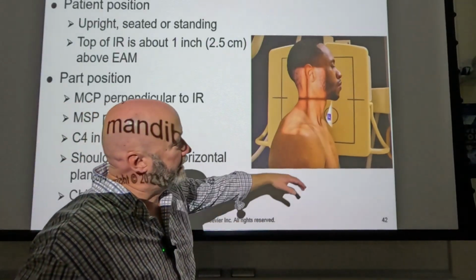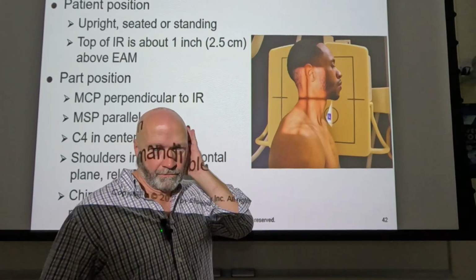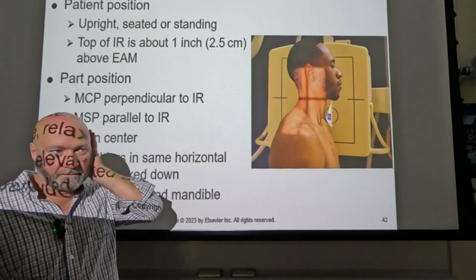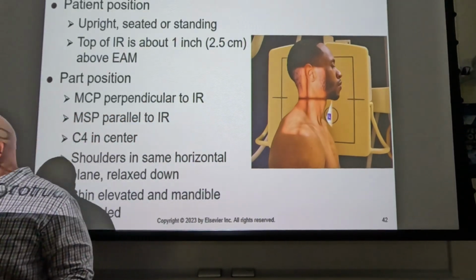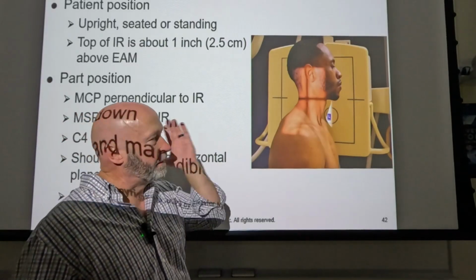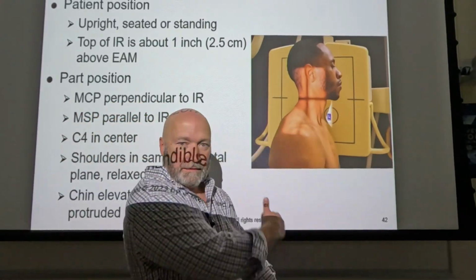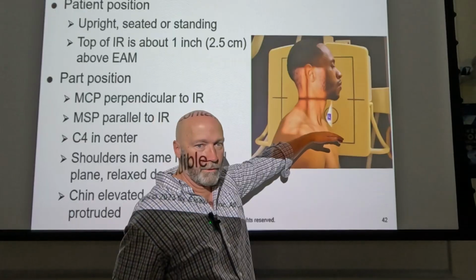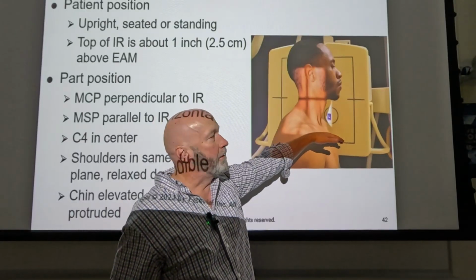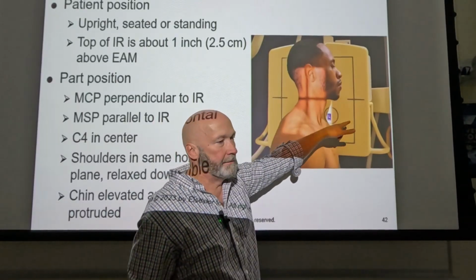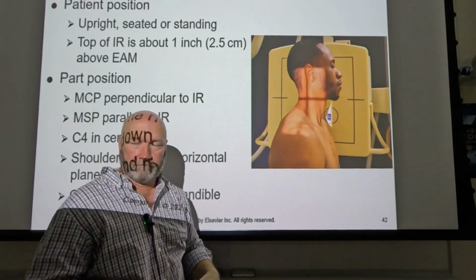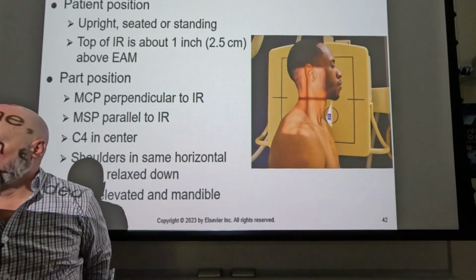Because notice where our image receptor is. It's not just right up against the patient's neck, right? His shoulder is on the wall bucky. So how far away is his neck from the image receptor? It's a good 10 inches or so.